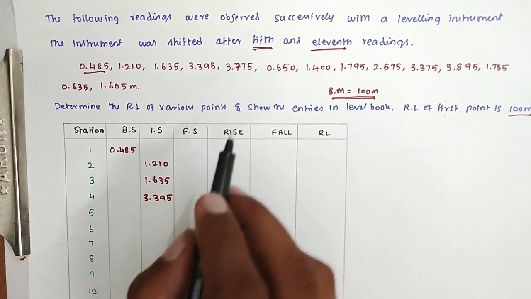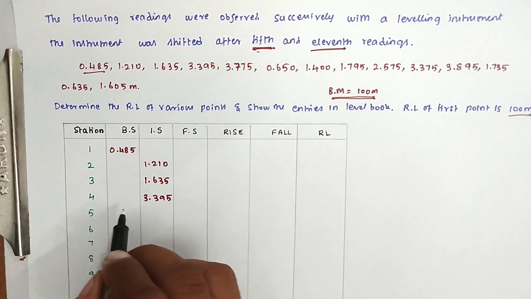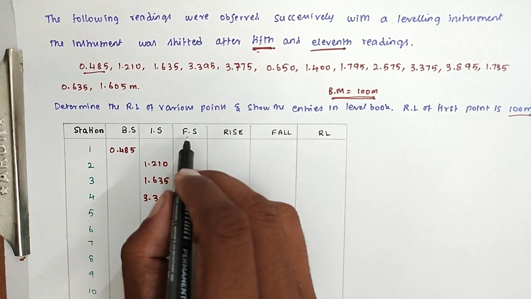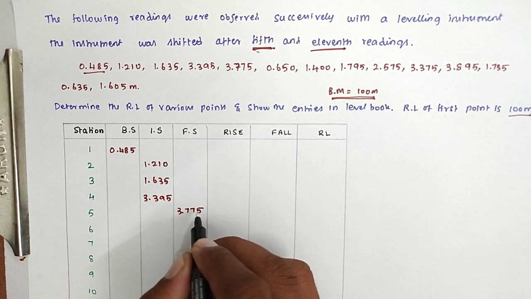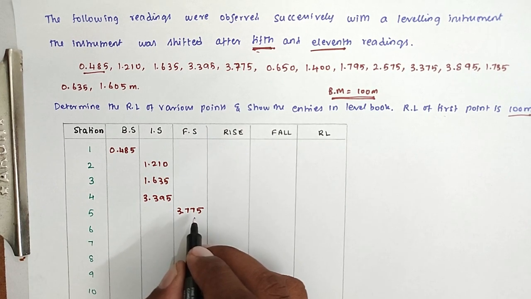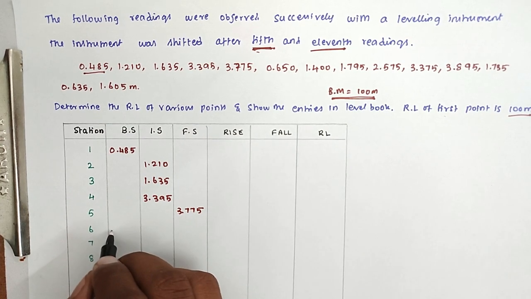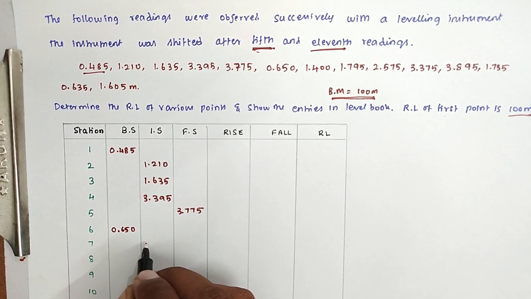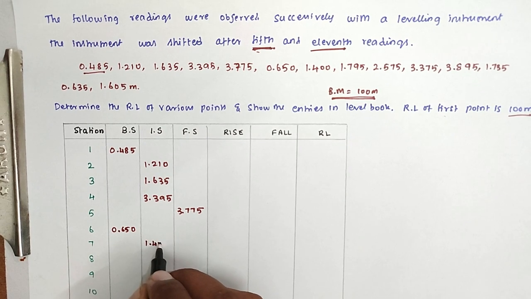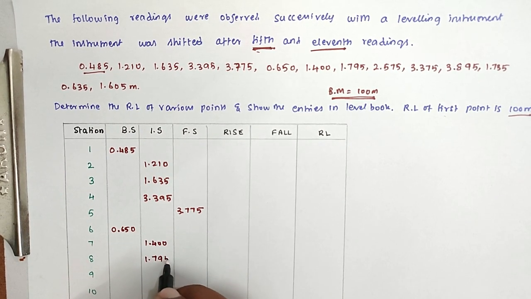3.395. After the fifth reading we can shift the instrument, so the last reading we can put in FS, that is foresight. That is 3.775. Next, after shifting the instrument we take the first point as a backsight. So now we take the 6th point as 0.650. Then the 7th point we enter into intermediate sight, 1.400, then 1.795, then the 9th point is 2.575, then the 10th point is 3.375.